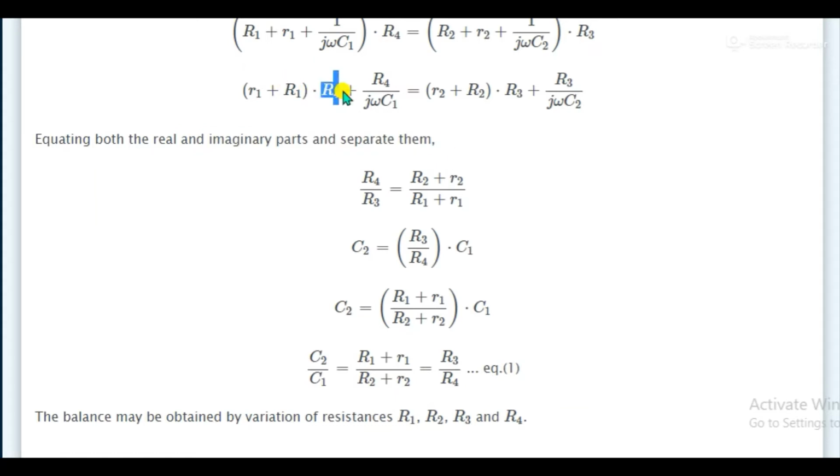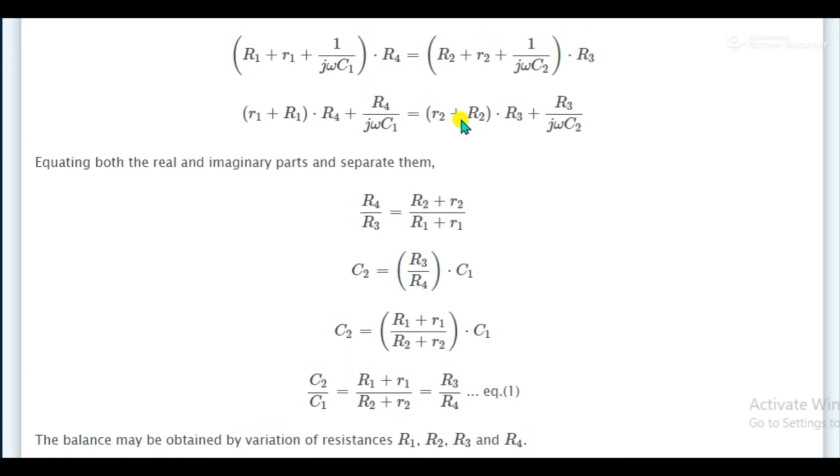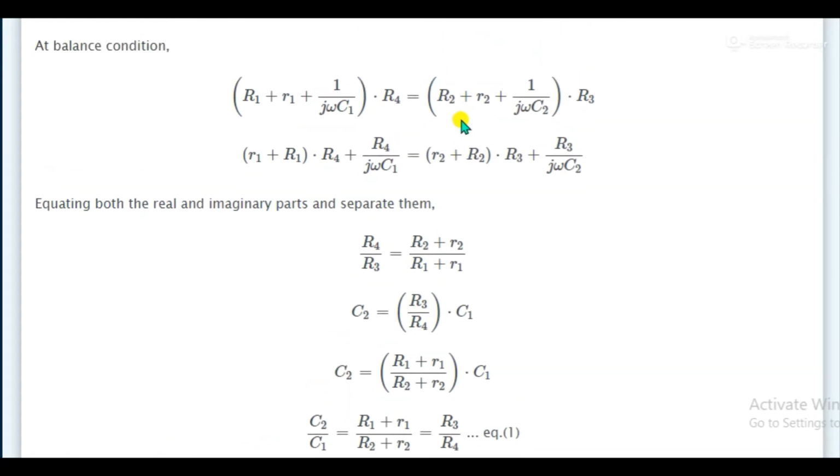Real part R4 upon R3 is equal to (R2 plus small r2) upon (R1 plus small r1). This is simply by solving these equations, by the same principle of the Wheatstone bridge, that the ratio of impedances is equal. I'd like to clear up any doubt here: we are equating the real part, so this part is the real one, right?